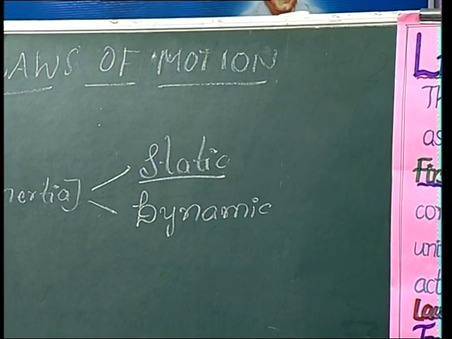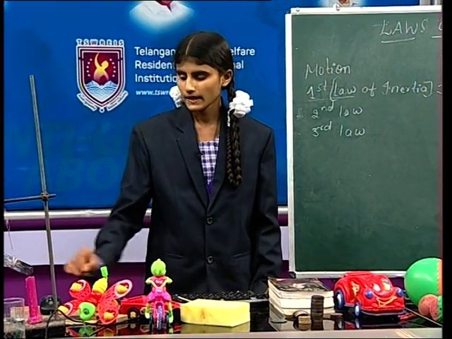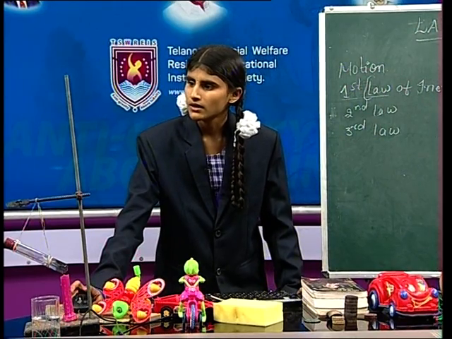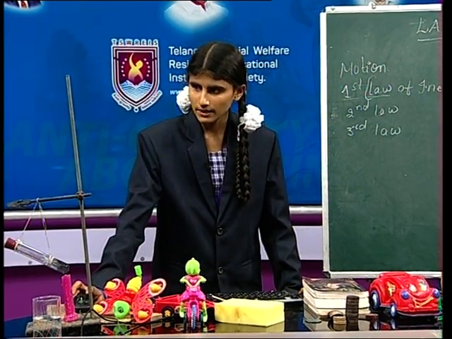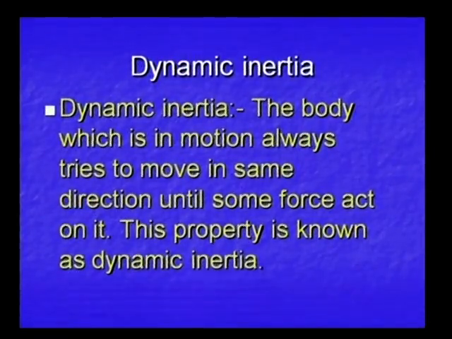Now, okay, friends, now let us go to dynamic inertia. Dynamic inertia is nothing but the body which is in motion always tries to move in the same direction until some force acts on it. For example, see here, what is this?